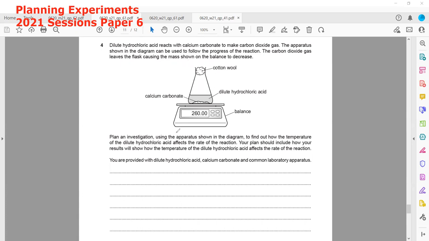Plan an investigation using the apparatus shown in the diagram to find how the temperature of dilute hydrochloric acid affects the rate or the speed of reaction. Your plan should include how your results will show how the temperature of dilute hydrochloric acid affects the rate of the reaction. And you're provided with dilute hydrochloric acid, calcium carbonate, and the common lab apparatus.